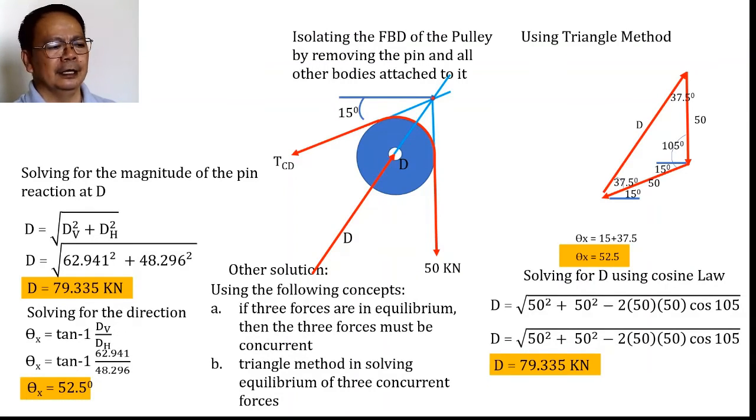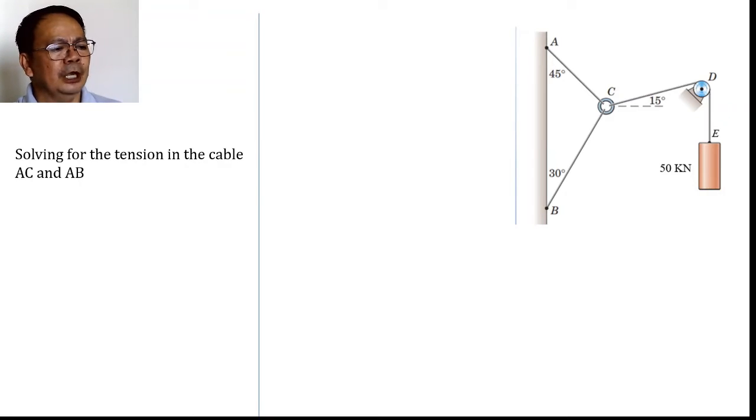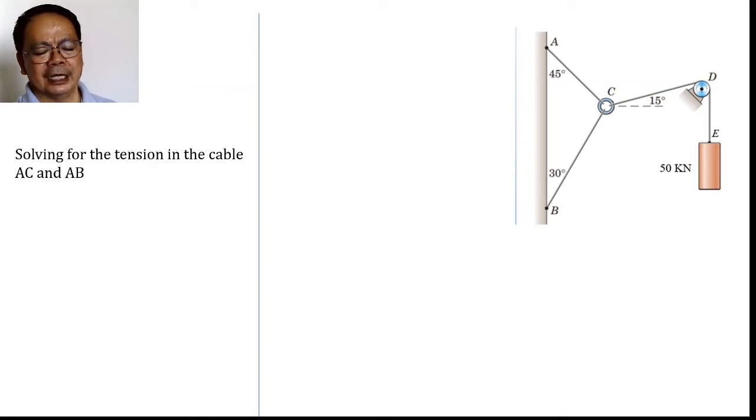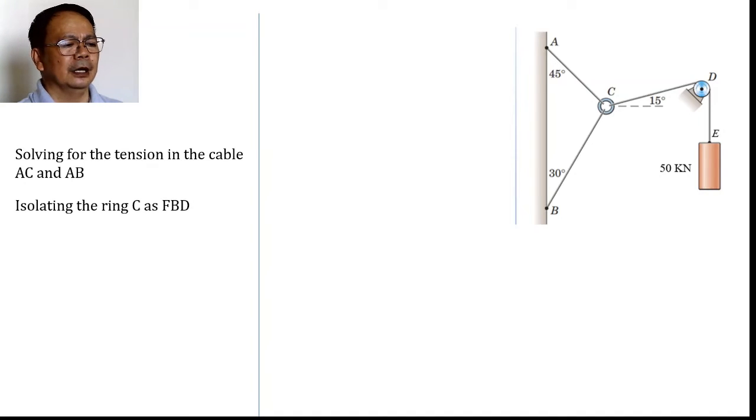Ituloy natin. Okay, if we will be solving for the tensions in the cables AB and AC. Ito yung cable na ito. Diba? AC and AB. Paano natin gawin? So we now apply the FBD diagram. So we isolate natin yung ring as FBD. We isolate the ring as FBD. Ito yung ring representing this one. And from the ring, we draw the forces.